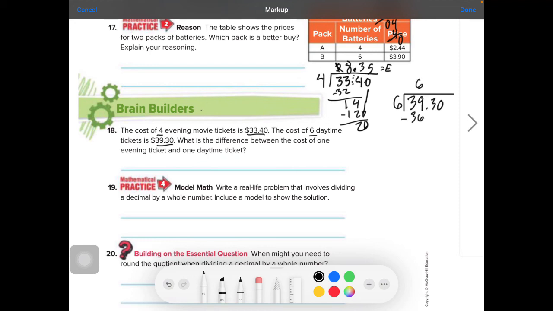All right, 6 will go into 39 at least 6 times. 6 times 6 is 36. 39 minus 36 is 3. Dot, dot, dot, dot. Splat for a decimal. Bring down this 3. 6 will go into 33 at least 5 times. 5 times 6 is 30. 33 minus 30 is 3. Bring down this 0. 6 will go into 30 5 times. 5 times 6 is 30. Okay, we've got it all figured out. So now this is the cost of a daytime ticket.